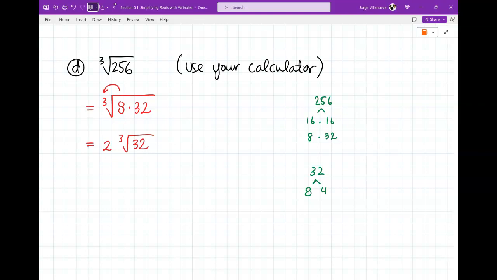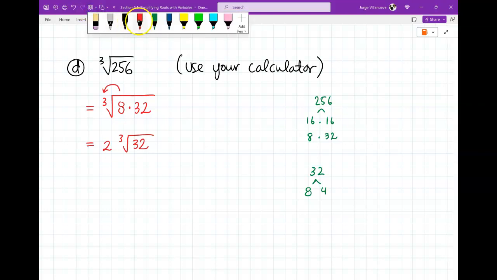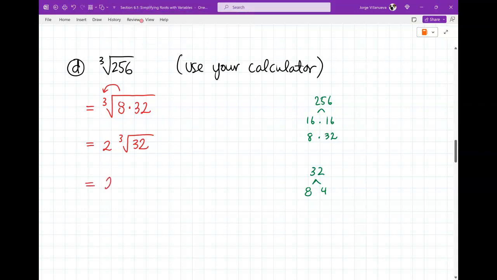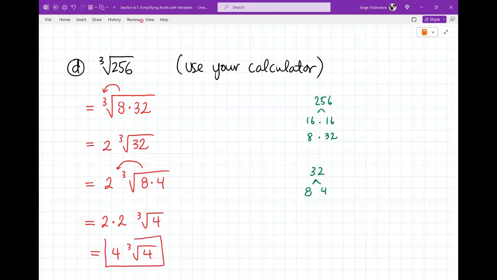All right, forgot to press record, but we broke down 256 into 8 times 32. We took the 8 out. The cube root of 8 is 2, so that's going to give me a value of 2 there. And now I'm going to break down 32 into 8 times 4. And I know that the cube root of 8 is 2, so I'm going to take that out again. Okay? So when I take that out, I end up with 2 times 2 on the outside, cube root of 4. And 2 times 2 is 4, so it's going to be 4 cube root of 4. And this will be our answer.